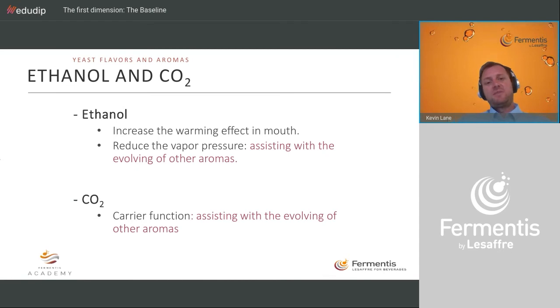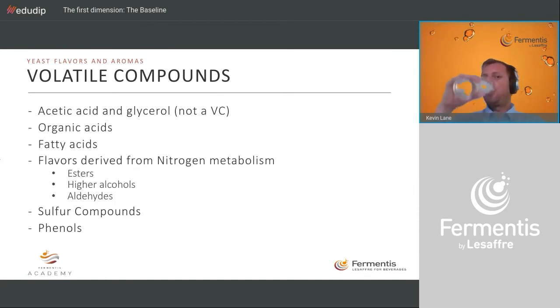So in terms of the flavors and aromas, there's ethanol and CO2, which don't impart that strong of a flavor or aroma necessarily. Ethanol does increase the warming effect in the mouth. It does reduce the vapor pressure, assisting with the evolution of other aromas, similar to the CO2. The reason that you serve beer carbonated usually is to carry the aromas and flavors out of the beer so you smell and taste them.